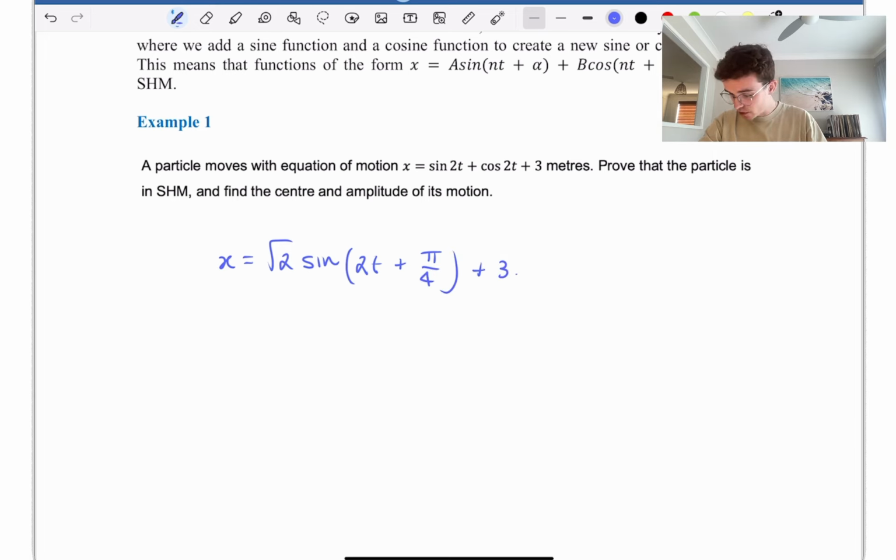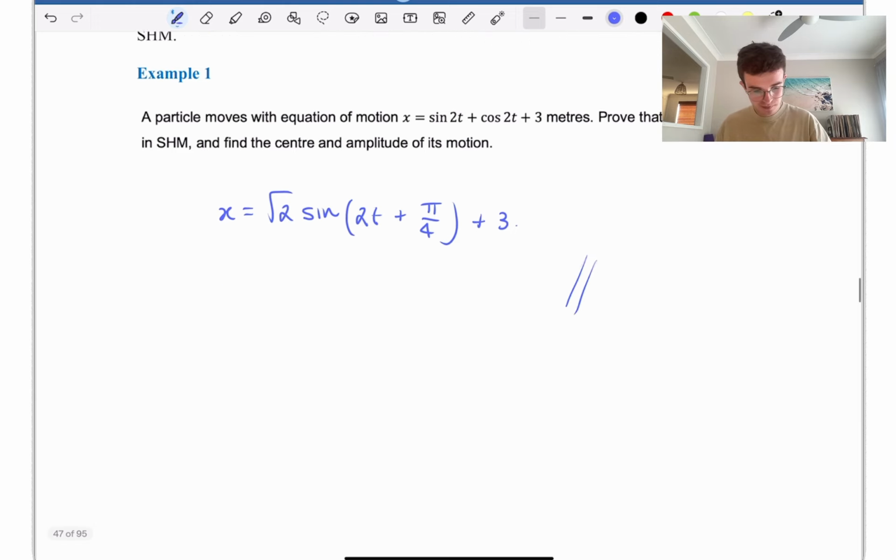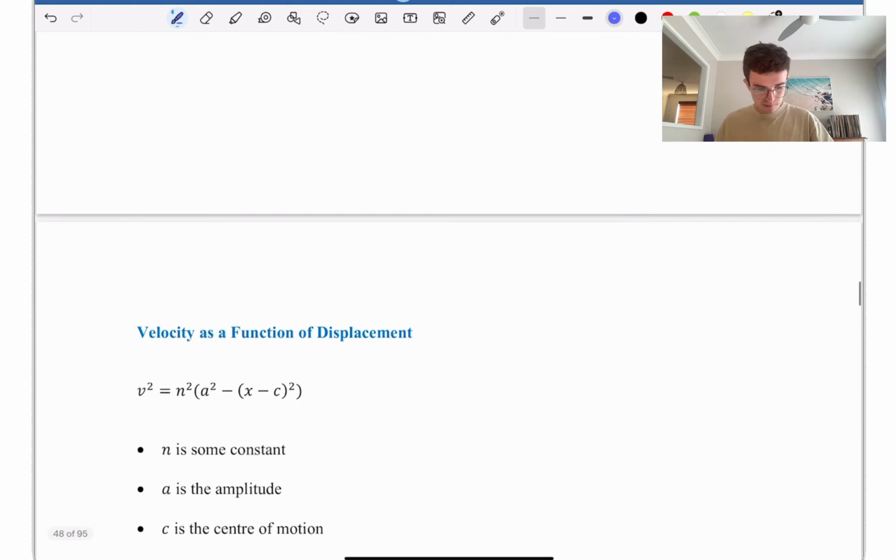And that's in simple harmonic motion, which is in the form a sin(nt + alpha) + c. So that's in simple harmonic motion. Okay.